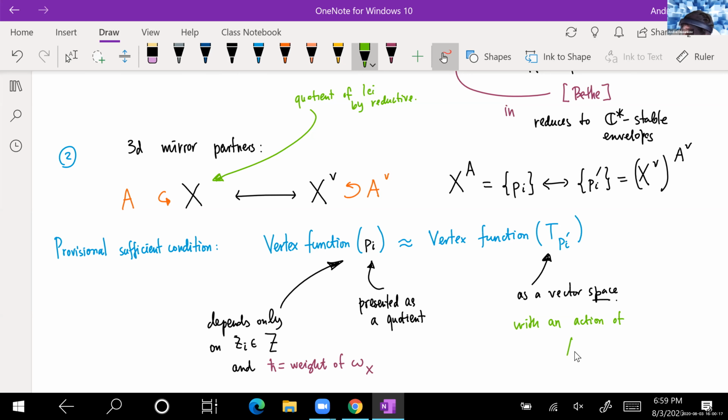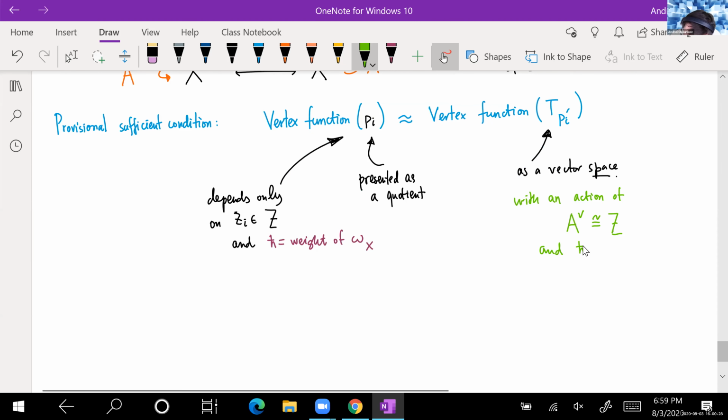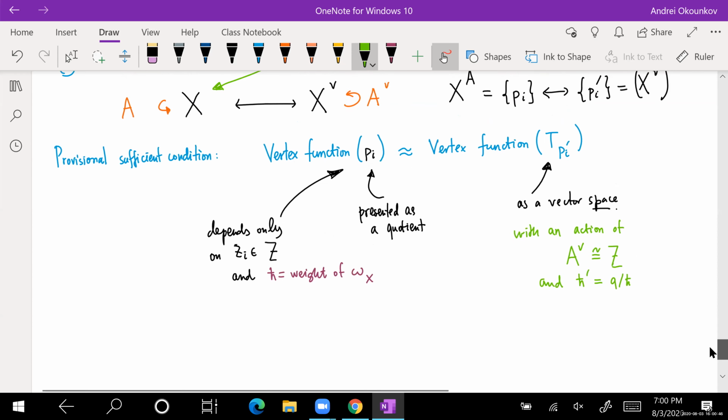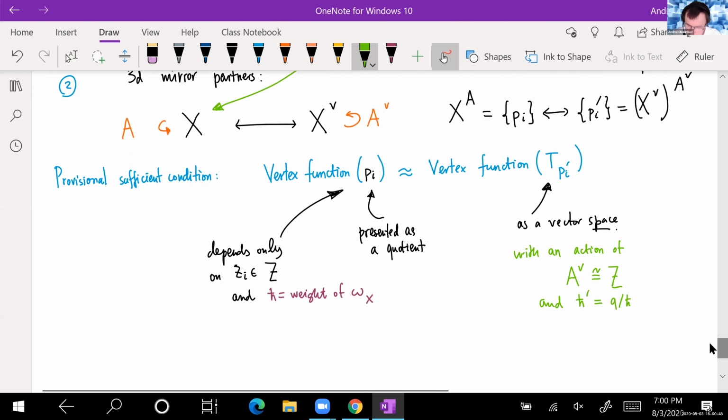Of this A check, which one identifies with that. And kind of H bar prime, which one identifies with something like Q over H bar, something like that. I see. Only checked it in type A, or you think it's true for any kind of? No, I think it's not a true statement.